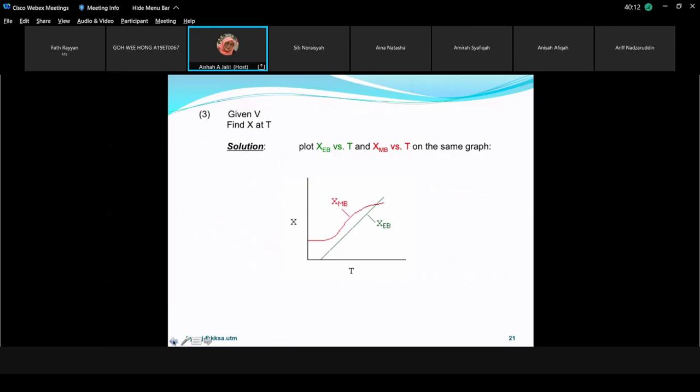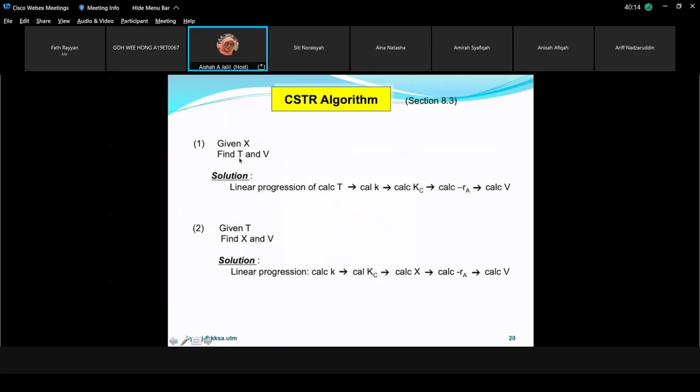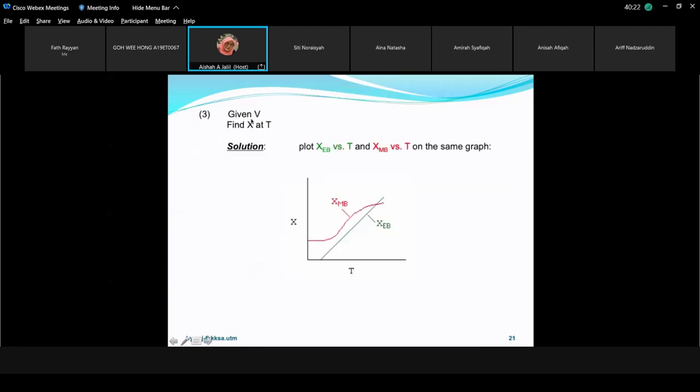Okay, what is the difference? This is find T and V, this is X and V. This one is at the same time X and T, okay, when the given is V. So the solution, this is a famous one. I don't know whether this will be for the exam, final exam or not. But this is the famous one.